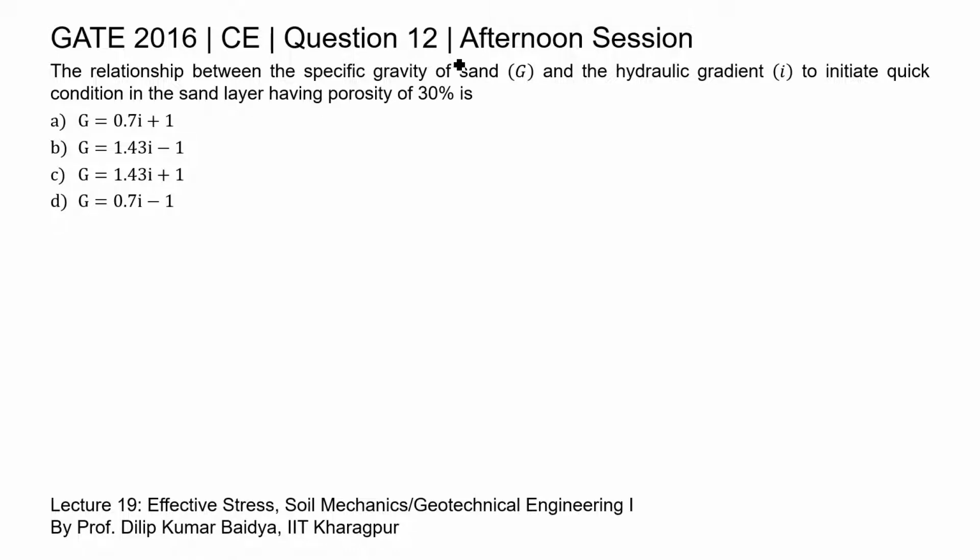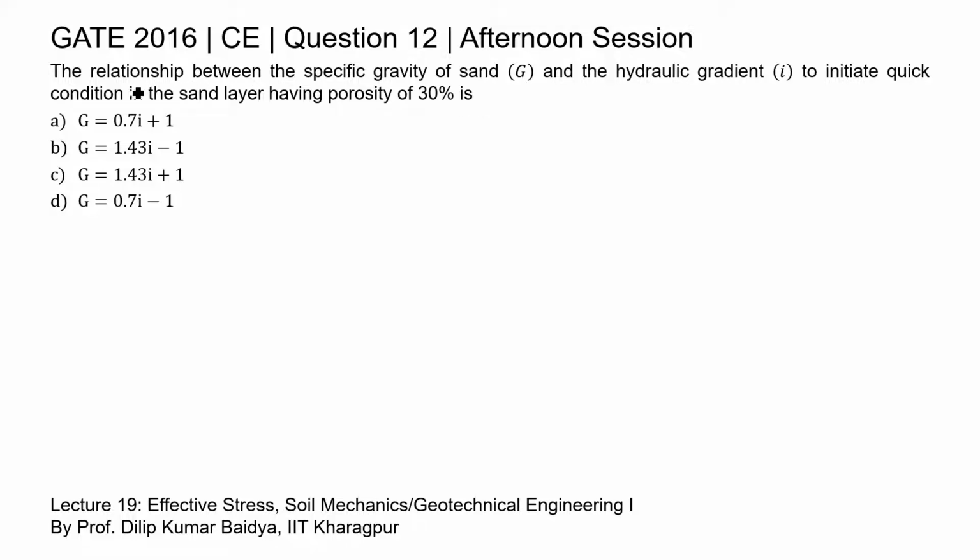This is question 12 of the civil engineering paper of GATE 2016 afternoon session. The relationship between the specific gravity of sand and the hydraulic gradient to initiate quick condition in the sand layer having porosity of 30% is.